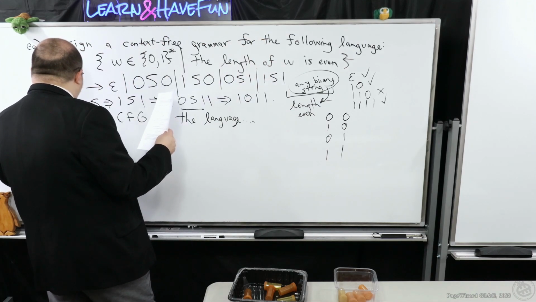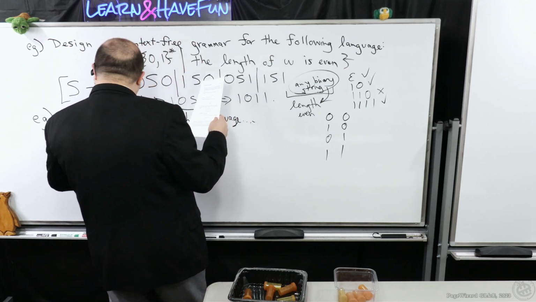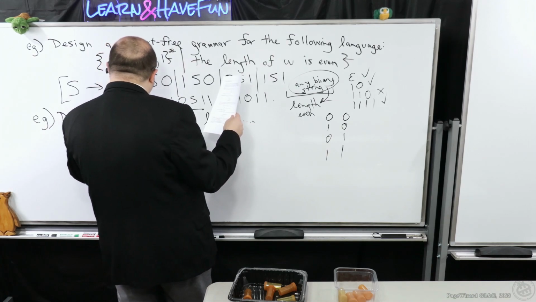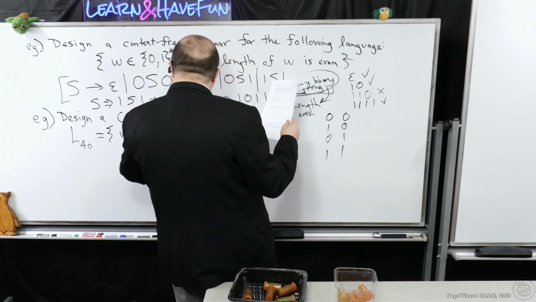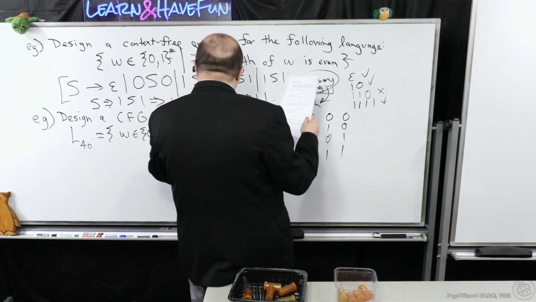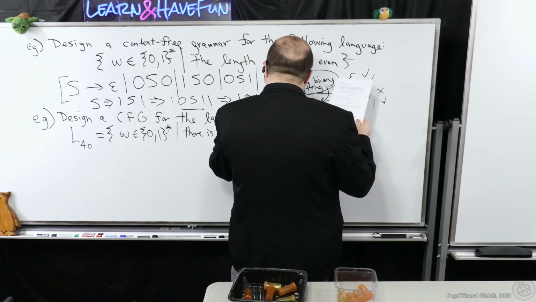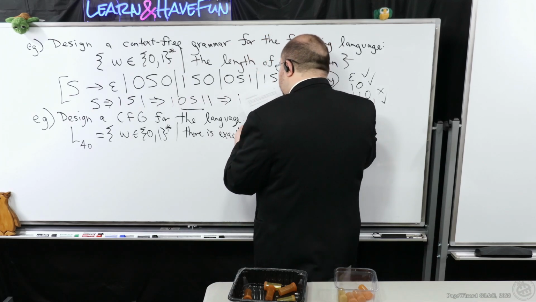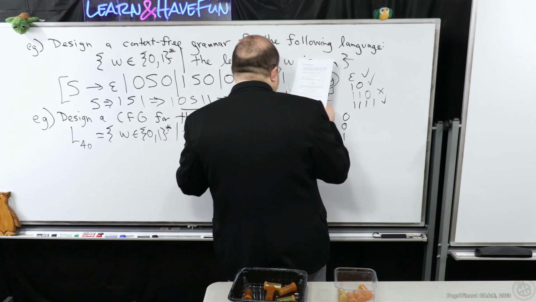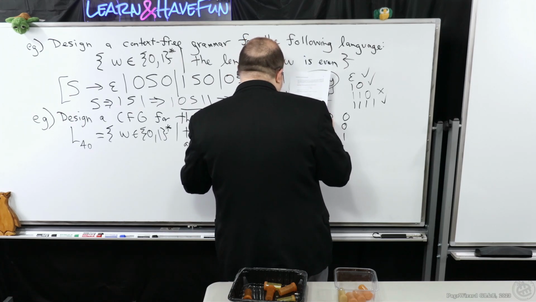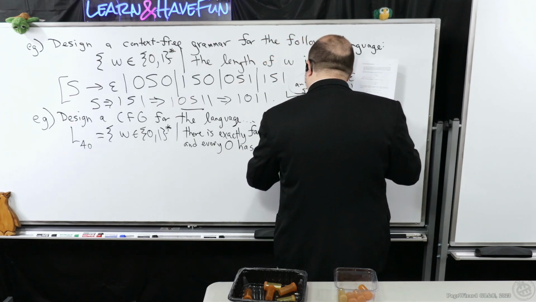I'm going to call it L4O. I thought it was a neat name at the time, okay? So it's going to consist of binary strings, where there's exactly 4 zeros in the string, and every 0 has a 1 after it.